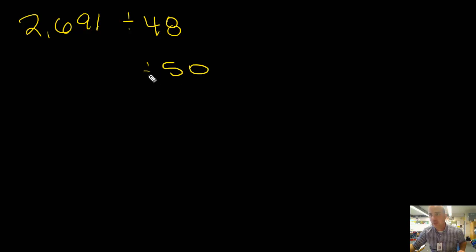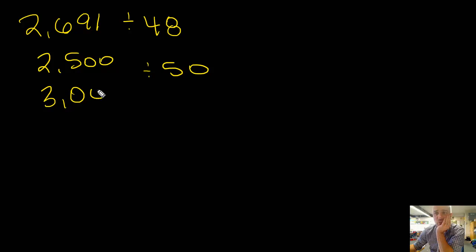With 2,681 divided by 48, we're going to do the same thing. So 48, we're going to turn that into 50, rounding to the nearest 10. And then I have this 2,681. If I think about that, it's kind of in the middle. It's not exactly in the middle, it's definitely closer to one side than the other. But I could do 2,500, and that would give me something pretty close. I could also take it up to 3,000 and also divide that by 50.